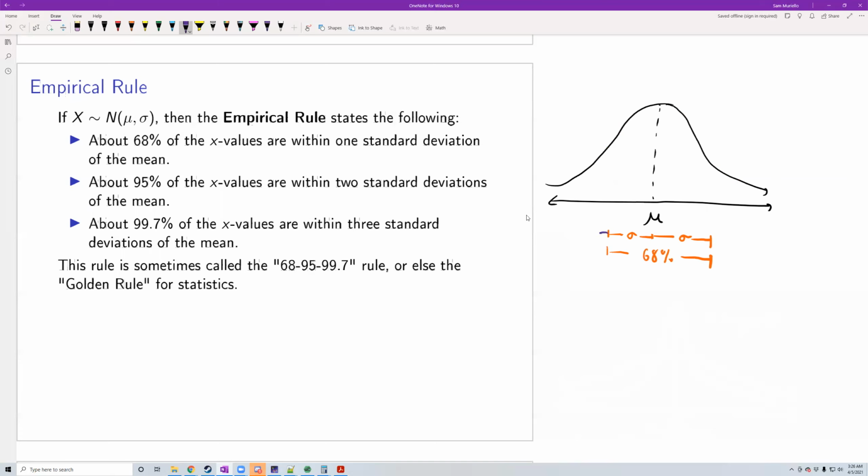Within two standard deviations of the mean, you would expect to find 95% of the data. And within three standard deviations, you would expect to find 99.7% of the data.